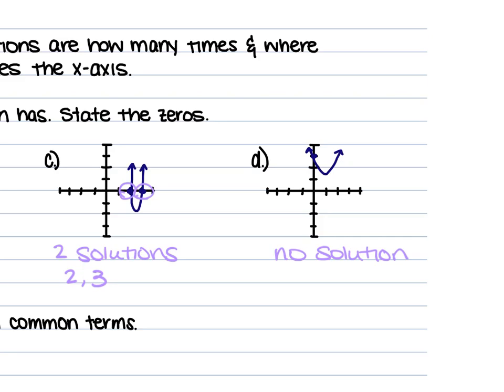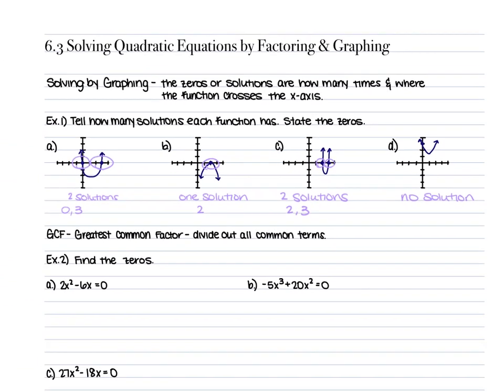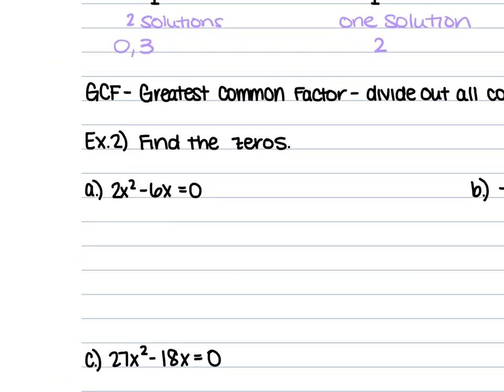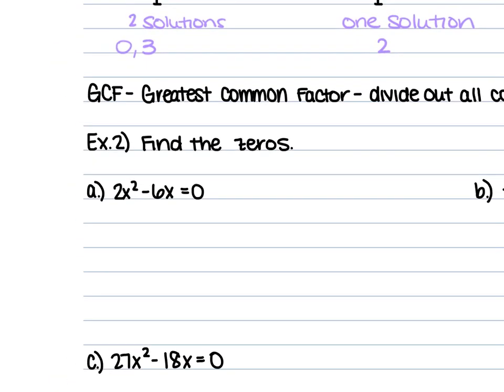So wherever that line that's drawn crosses the x-axis is your zeros or your solutions. Zeros and solutions are the same thing. If we look at example 2, we are finding the zeros. So you've got to think here: do I have a greatest common factor? We're going right back to factoring. So back to chapter 2.